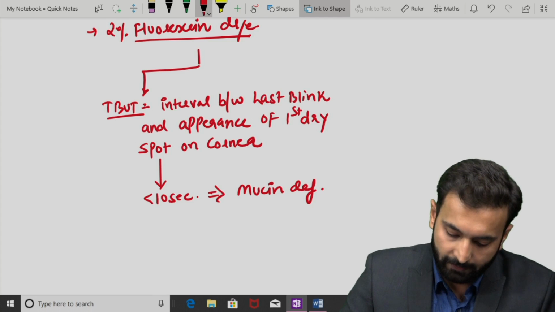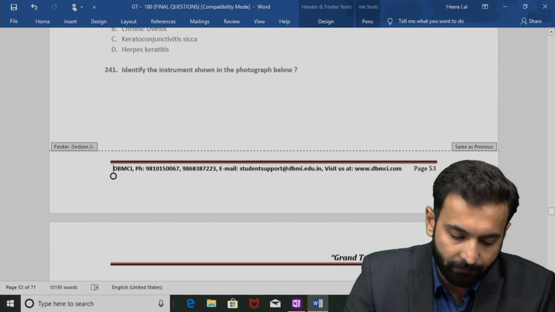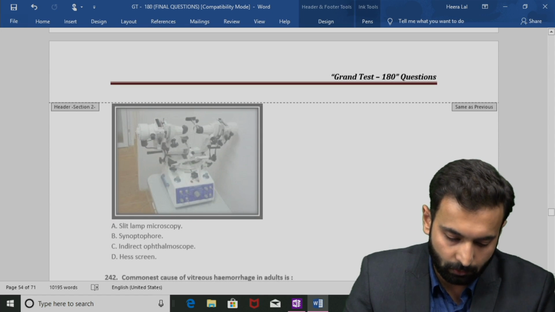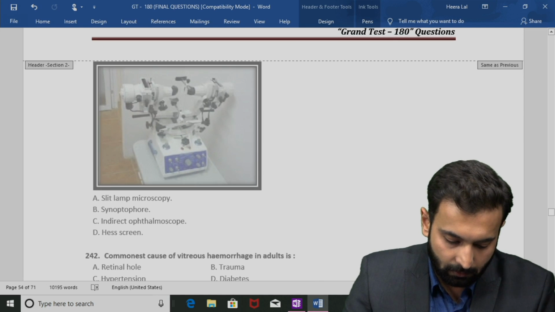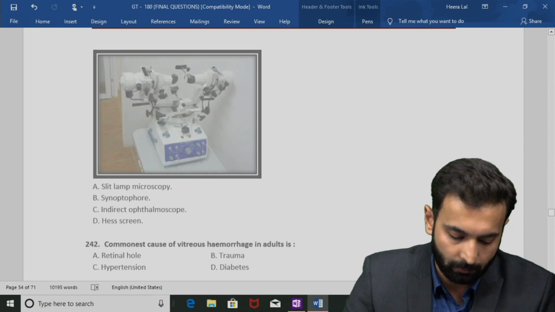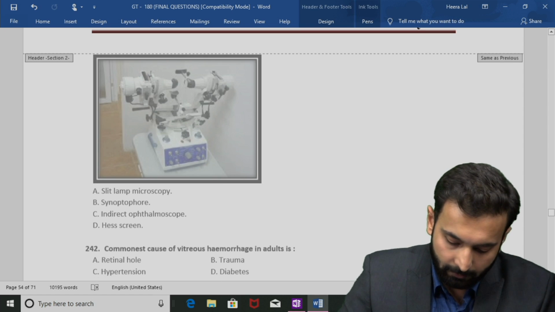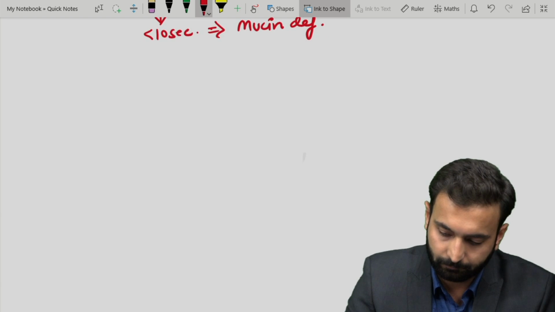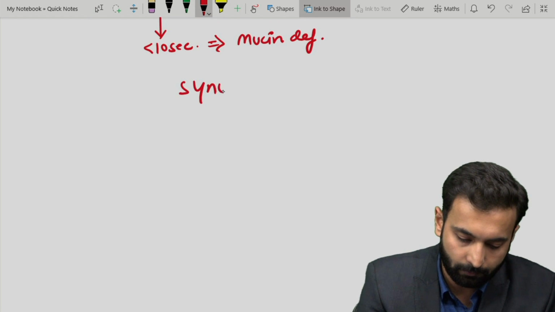Now coming to the next question, question number 241, identify the instrument shown in the photograph below. So this is the instrument they have given. Correct answer of this question is answer number B, Synoptophore. So this is a Synoptophore, right. So let us discuss what is Synoptophore.